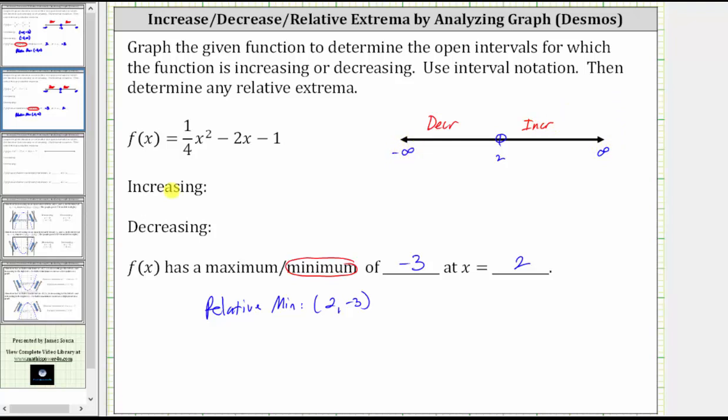So we can say the function is increasing over the open interval from 2 to infinity, and the function is decreasing over the open interval from -infinity to 2. And again, it doesn't ask, but we could also say the function is increasing when x is greater than 2, and the function is decreasing when x is less than 2.